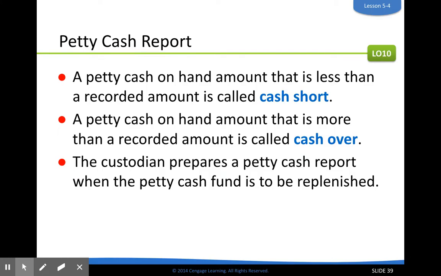So when we are cash short, that is when, in our last situation, we should have had $66 in our petty cash fund, and we only had $65. So we were $1 short. That could have been the other way around. We were supposed to have 66, but maybe we had 67. That would be cash over. So that's the whole reason that we prepare a petty cash report, so we know exactly how much we need to replenish in that petty cash report.